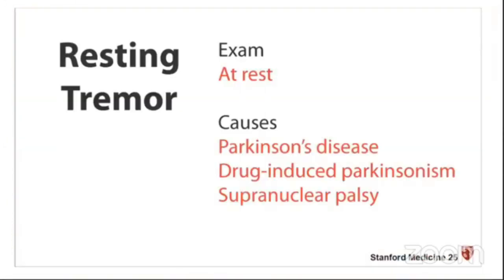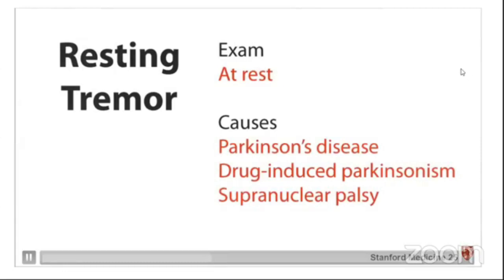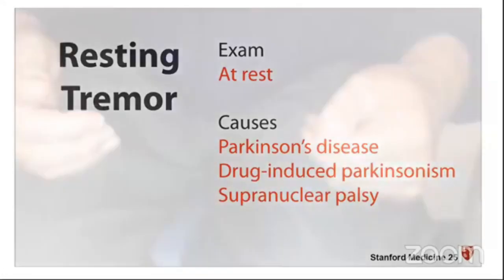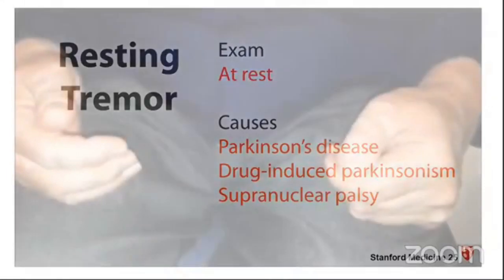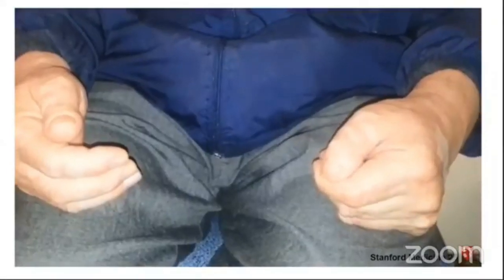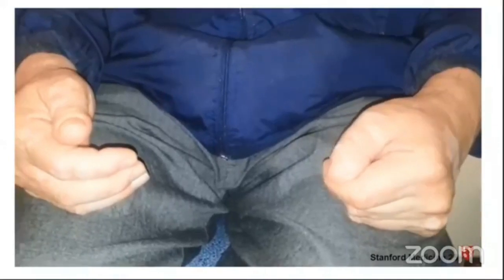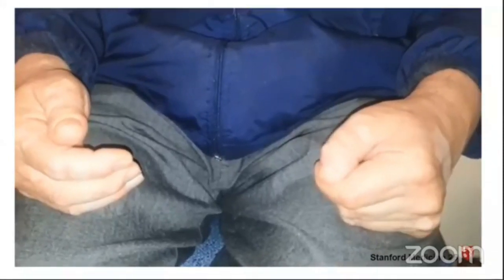The resting tremor is simply examined at rest. Causes include Parkinson's disease, drug-induced Parkinsonism, and less commonly supranuclear palsy. Here's a resting tremor in a patient with severe Parkinson's disease. If you look closely, even his left leg has a tremor at rest. A tremor is also seen in this patient's face from the same disease. This is a jaw tremor.